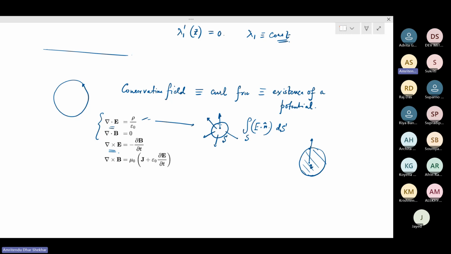So if you chose a tiny volume over here, and you just drew a surface that bounded that tiny volume, then the amount of electric flux that comes out of it would be basically given by the divergence of E. Okay. So it's basically a differential quantity. Does this make sense a little bit?